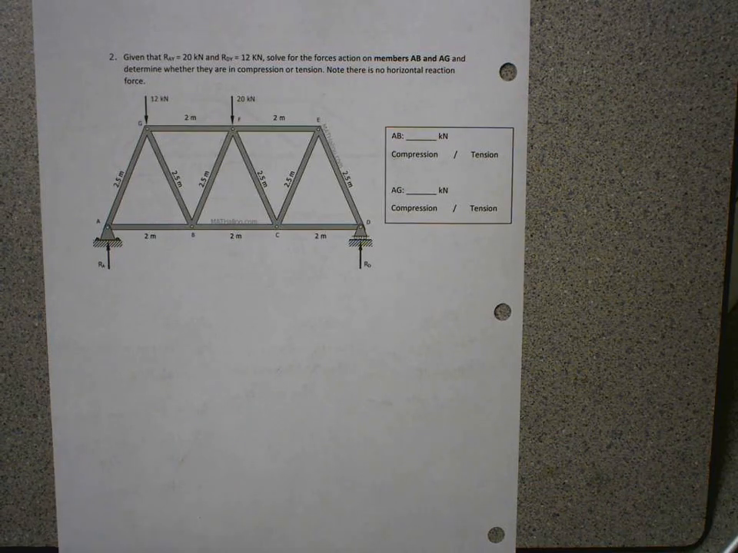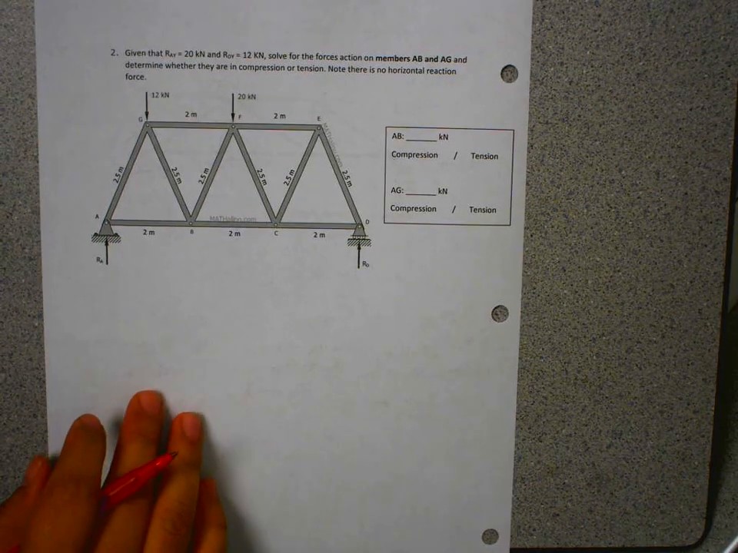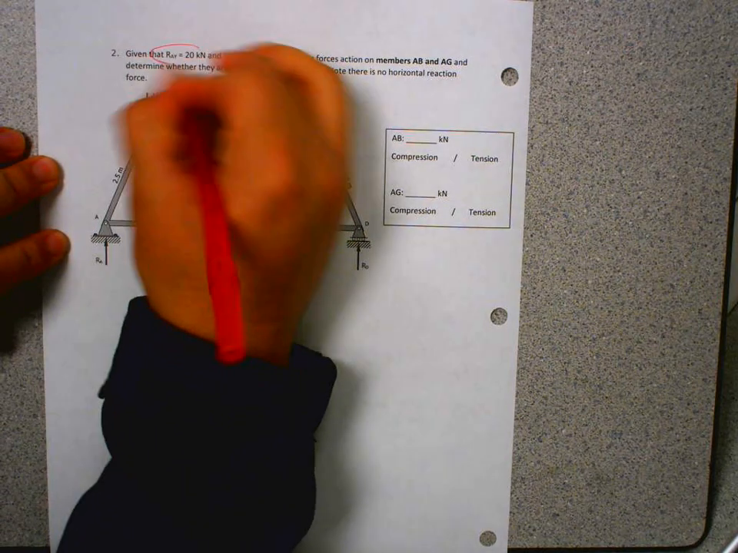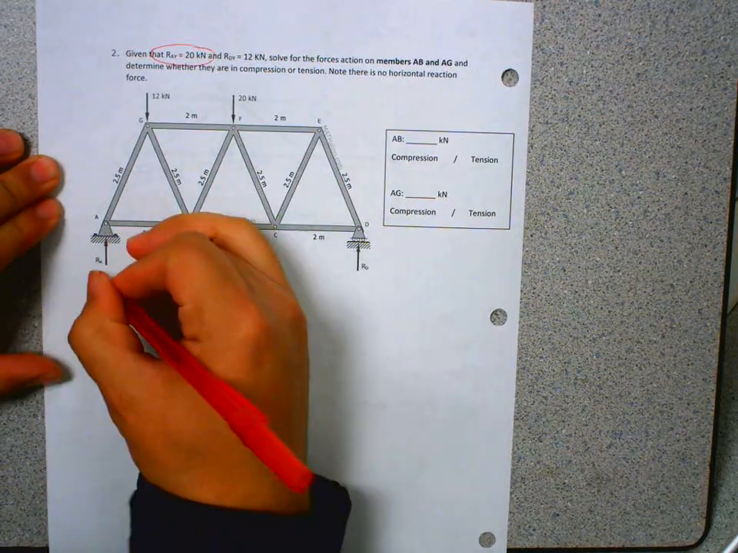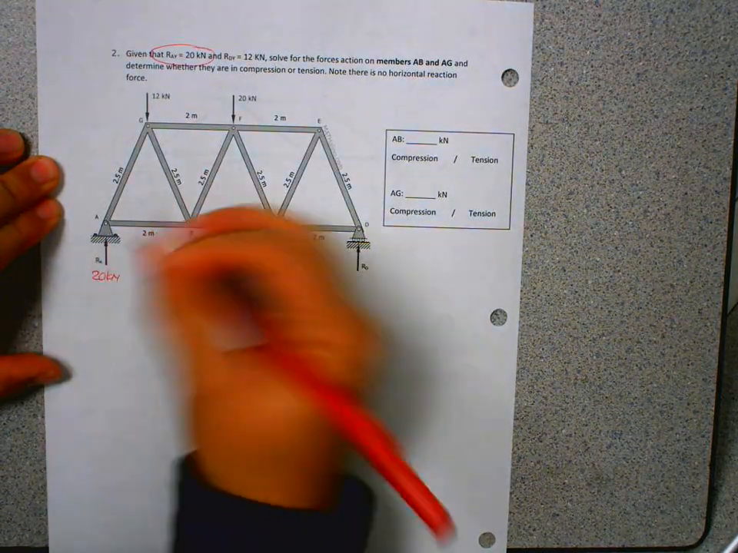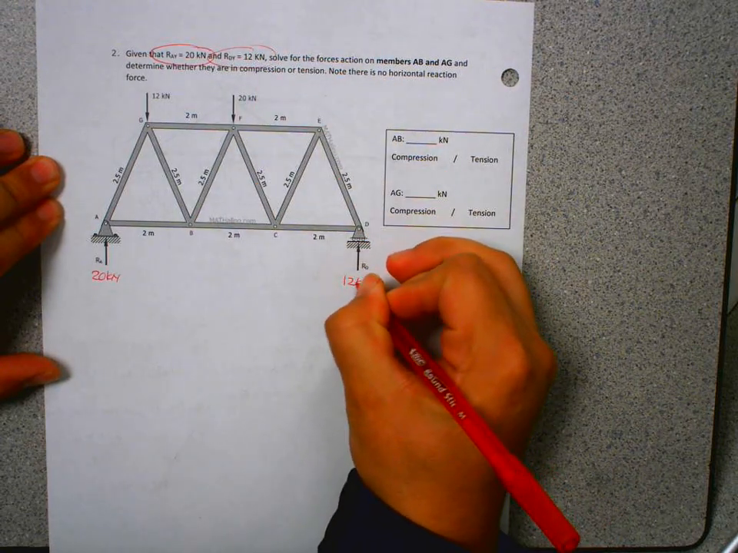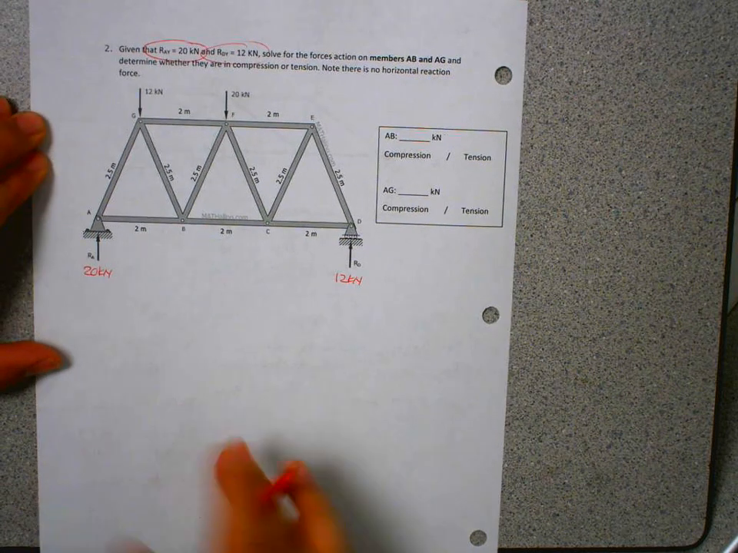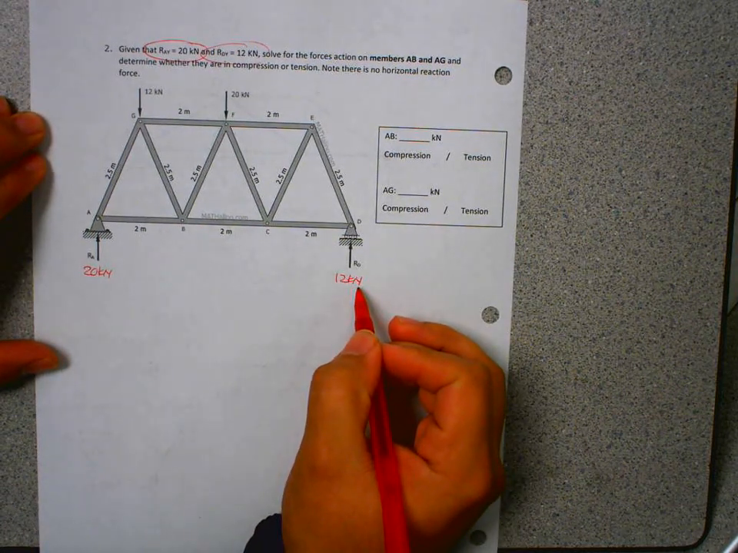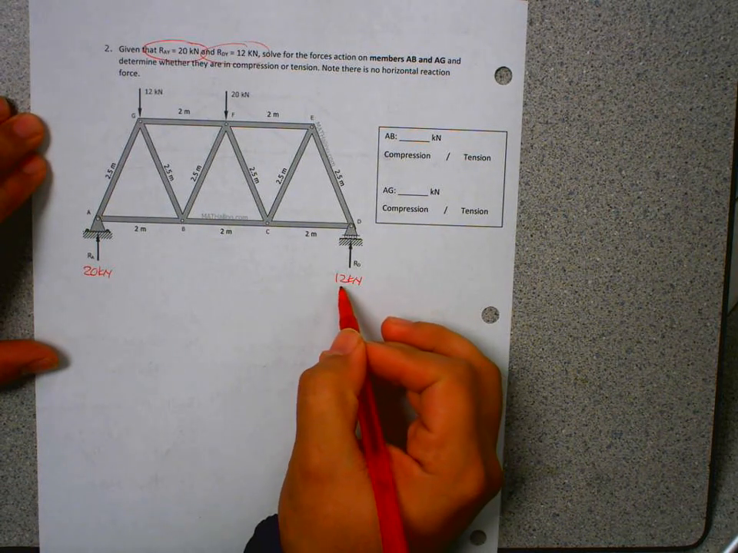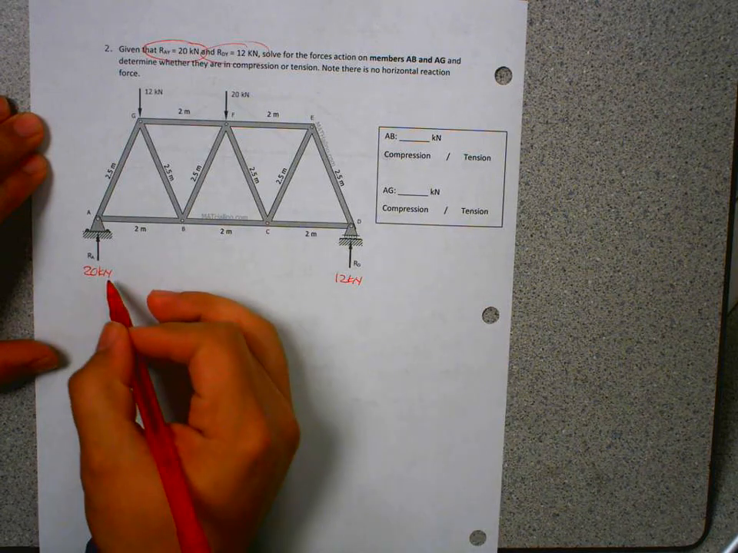All right, let's move on to problem number 2. So you're given a few things. You're given that RAY equals 20 kilonewtons. So I'm going to label that right now, 20 kilonewtons. RDY is 12 kilonewtons. And again, just because we haven't talked about it recently, newtons is a measure of force in SI. Kilonewtons means 12,000 newtons, 20,000 newtons.